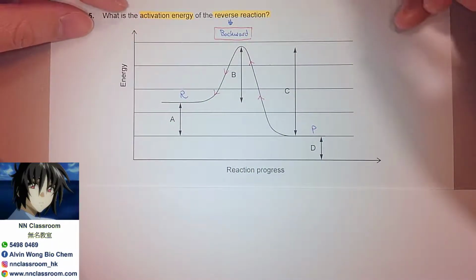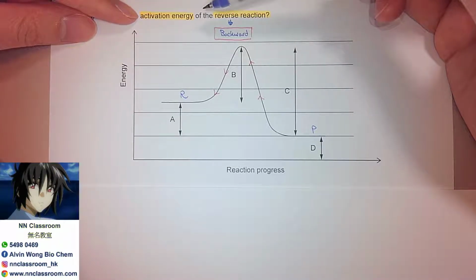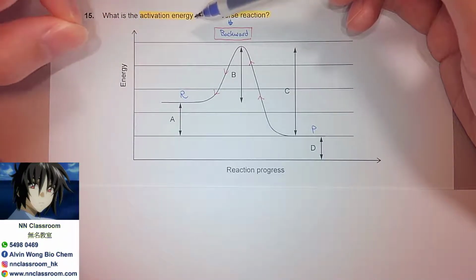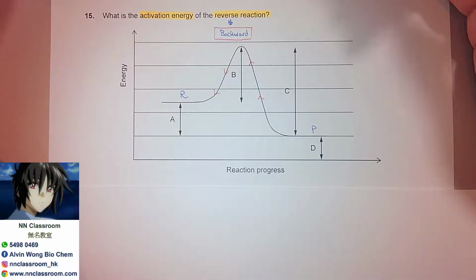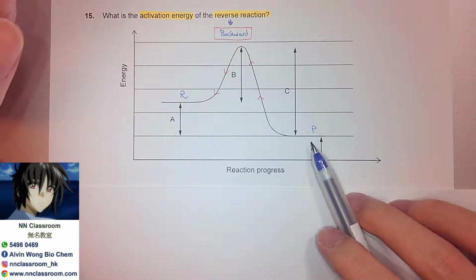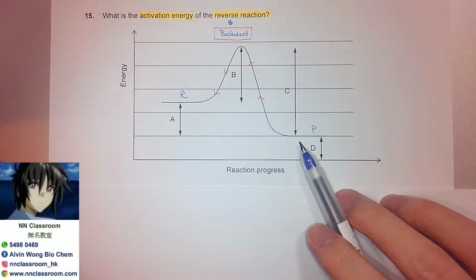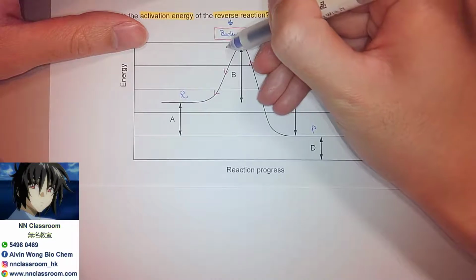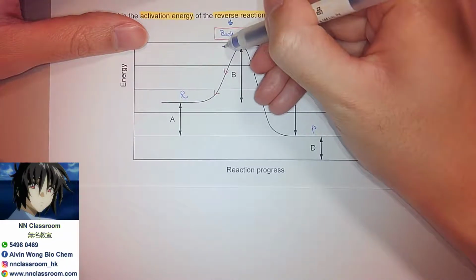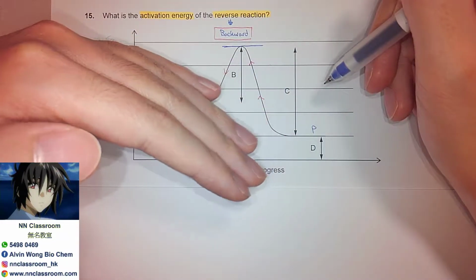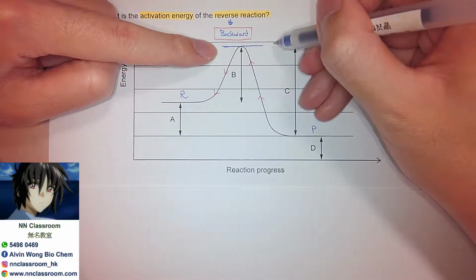So again, based on the definition, what is the activation energy? That is the minimum amount of energy required to trigger a reaction to occur. So that is the minimum payment. That will be the energy gap between the starting position and our peak. So this is the peak across the entire energy profile. No matter forward or backward, still this is the peak.